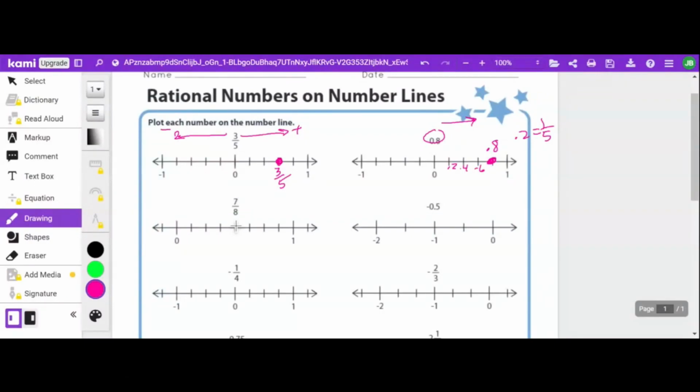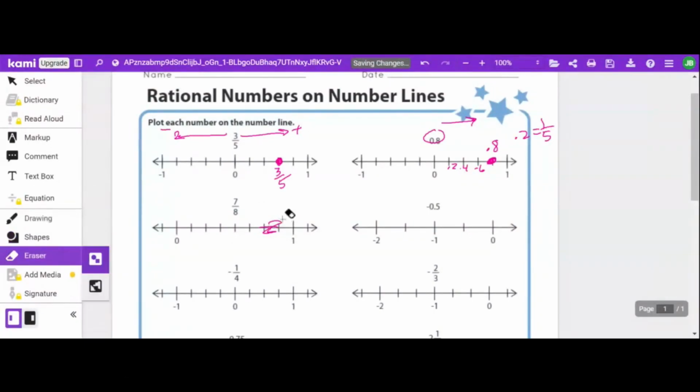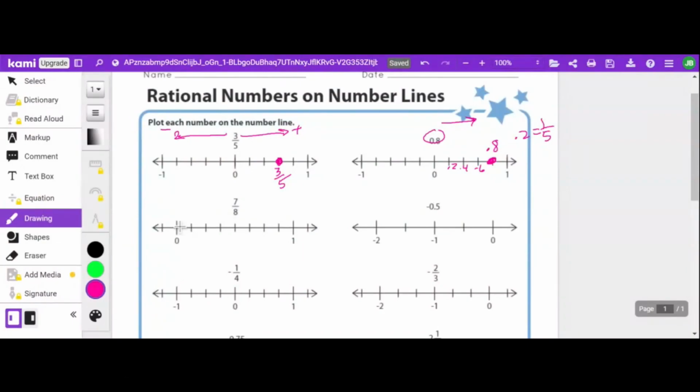Then we have 7/8. 7/8. So this time it's marked off in 1, 2, 3, 4, 5, 6, 7, 8. It's marked off in 8 pieces. So each one of these markings is 1/8. So 7/8, we start at 0 and it's going to be to the right. So we're at 1/8, 2/8, 3/8, 4/8, 5/8, 6/8, 7/8.